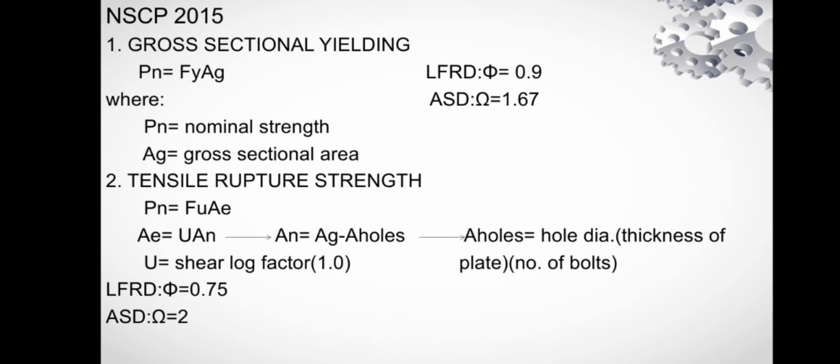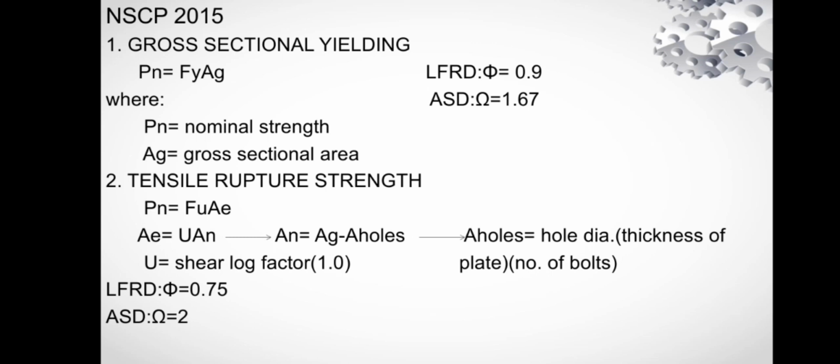So moving on, NSCP 2015. Gross sectional yielding. Pn is equal to Fy Ag, where Pn is the nominal strength and Ag is the gross sectional area. In gross sectional yielding, we have LRFD and ASD. In LRFD, phi is equal to 0.9 and in ASD, omega is equal to 1.67.